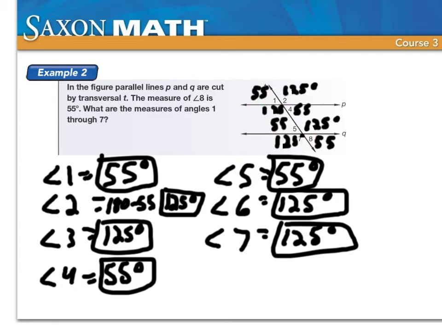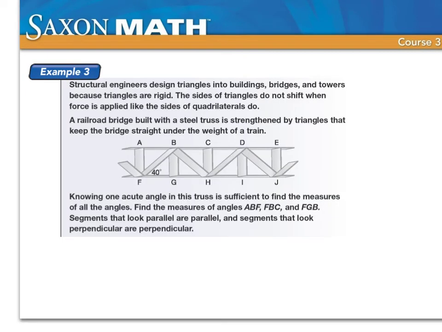And let's go to our final example. Alright, now we're on to example 3. I really kind of like this example because it's a real-world application to all this stuff. It says structural engineers, people who design structures, design triangles into buildings, bridges, and towers because triangles are rigid. Rigid means they're really strong and they don't bend very easily. It says the sides of triangles do not shift when force is applied like the sides of quadrilaterals do. So with these triangles, if we push on this point, it wouldn't bend very easily. You'd have to apply a lot of force.